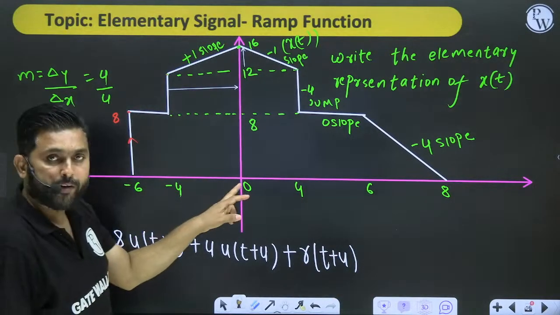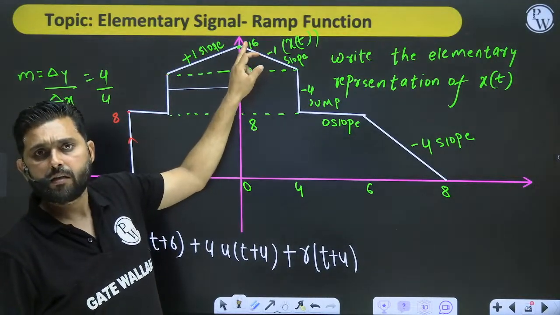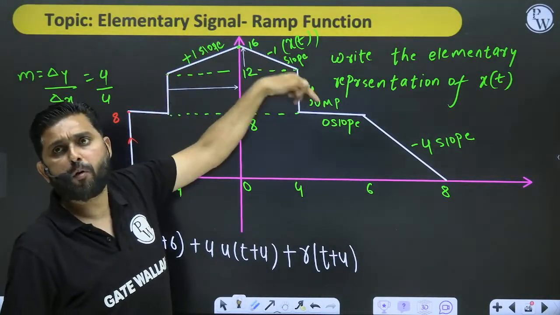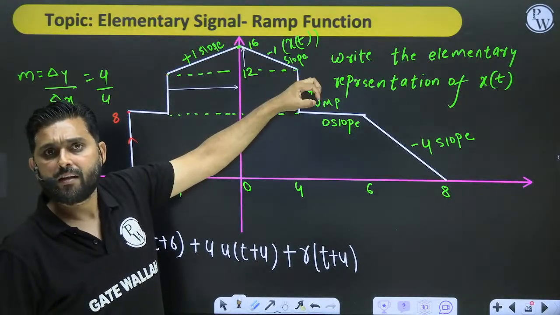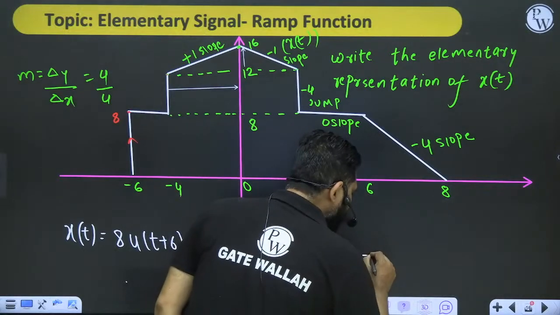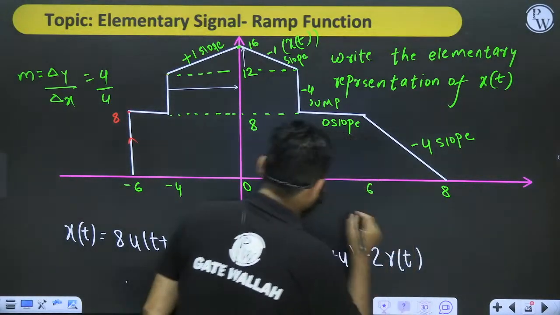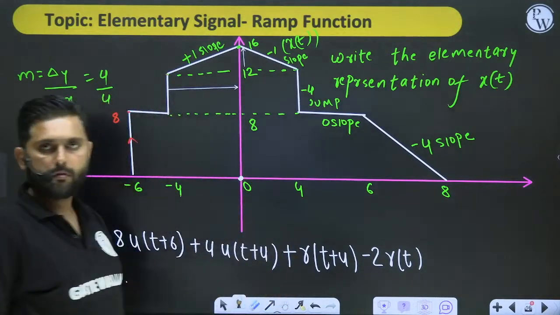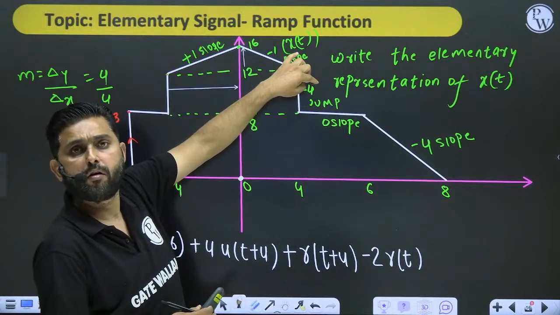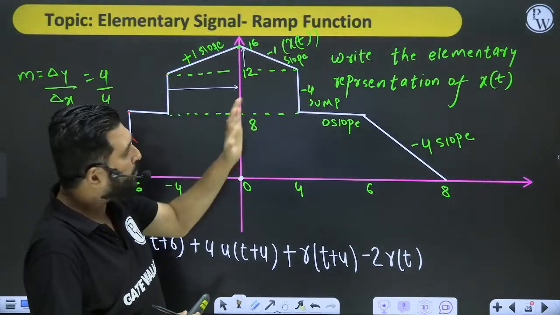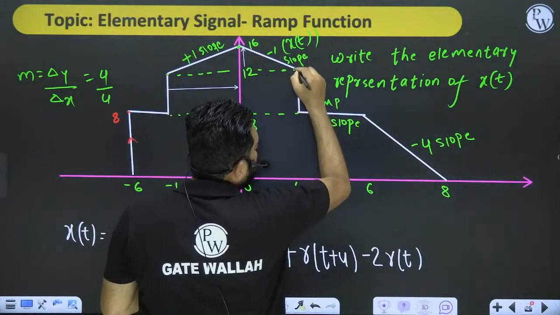But at 0, what will happen? This ramp changes its direction to having the slope of minus 1. Having the slope of what? Minus 1. This means that this should be minus 2 r t because this happens at 0. Now this is having a slope of minus 1. But listen carefully what happens at 4.